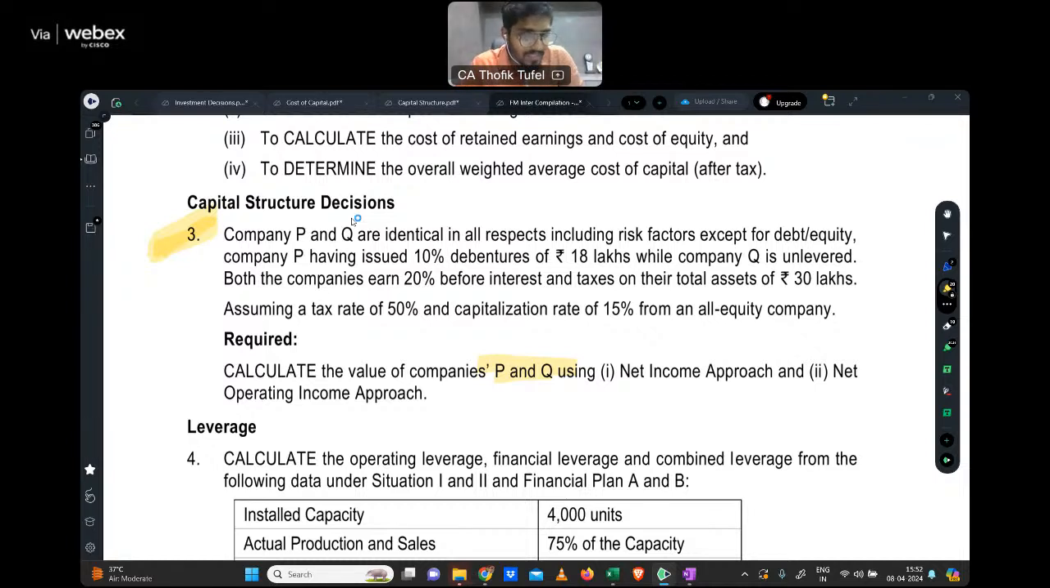Okay, so I received an answer from Hemalata. I just noted down the answer that I got. Net income approach: for P it is 46 lakhs, for Q it is 40 lakhs. Net operating income approach: for P it is 49 lakh and for Q it is 40 lakh rupees. Okay. Now let us check.